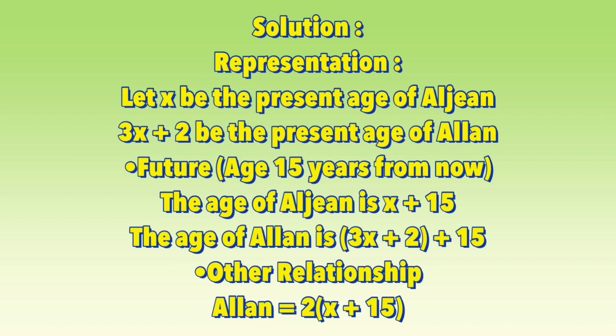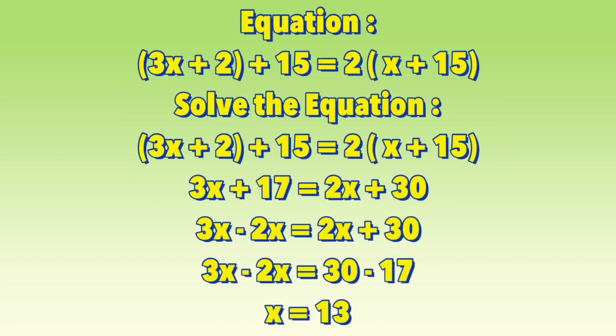And we have another relationship stated in the problem: Alan is 2 more than 3 times older than his daughter. So in this equation, at the left side we have 3x plus 2 plus 15 equals 2x plus 15. This 2x plus 15 came from the other relationship. The left side is the age of Alan, and the right side is the age of Algin. After that, we're going to solve the equation.